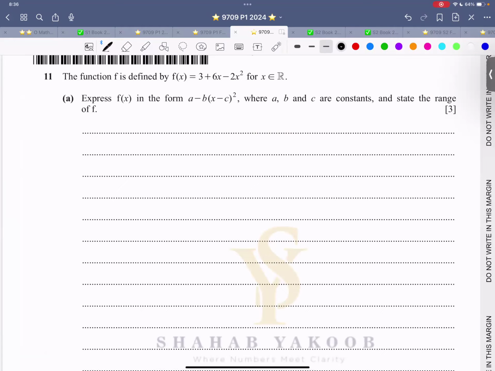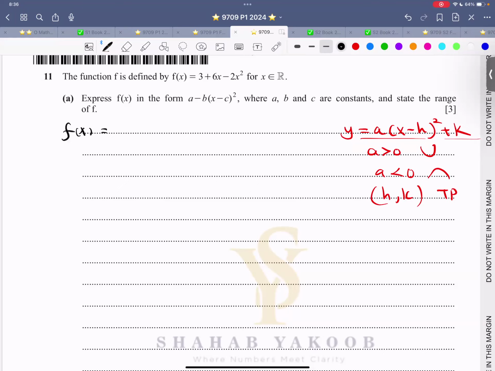So now the gold standard is, whenever we have to compare, y equals a(x minus h) whole squared plus k. A is positive, that's the shape. A is negative, that's the shape. (h, k) is the coordinate of the turning point. So now over here, first of all, I'll write f(x) equals minus 2x squared plus 6x plus 3. Have I written it correctly?